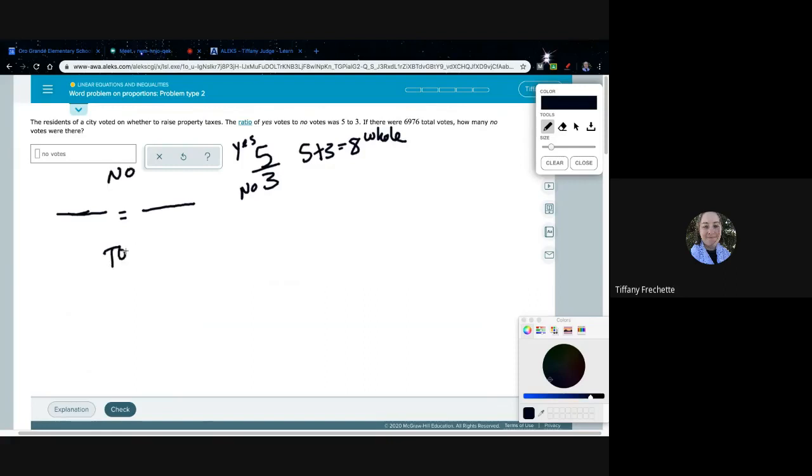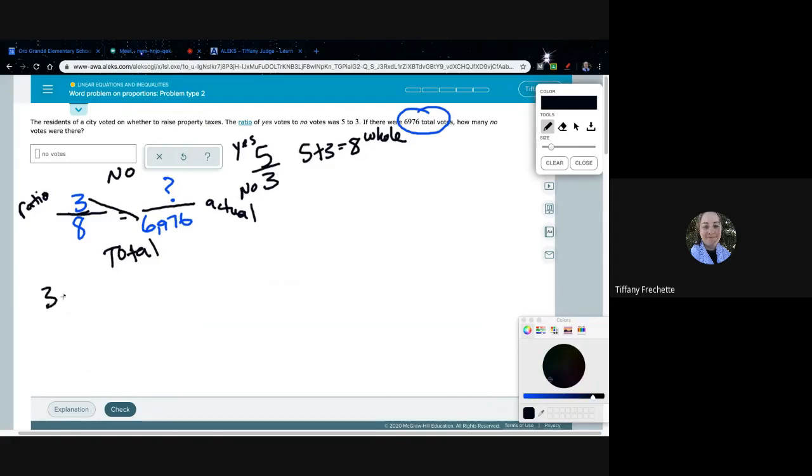We want no and total. So this is kind of the map that I was telling you about. It's going to be specific for each problem. So no and total. We're going to have ratio, and then we're going to have actual. Let's fill this out. No for the ratio is 3, and ratio for the total, that's the 8. Then we have the actual total. Remember, they told us that over here: 6,976. And the actual no votes, well, that's what we're trying to figure out. That's our question mark.